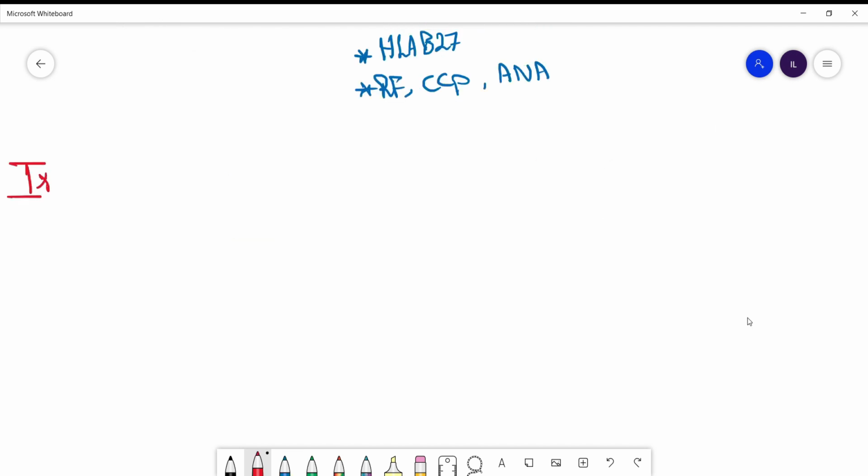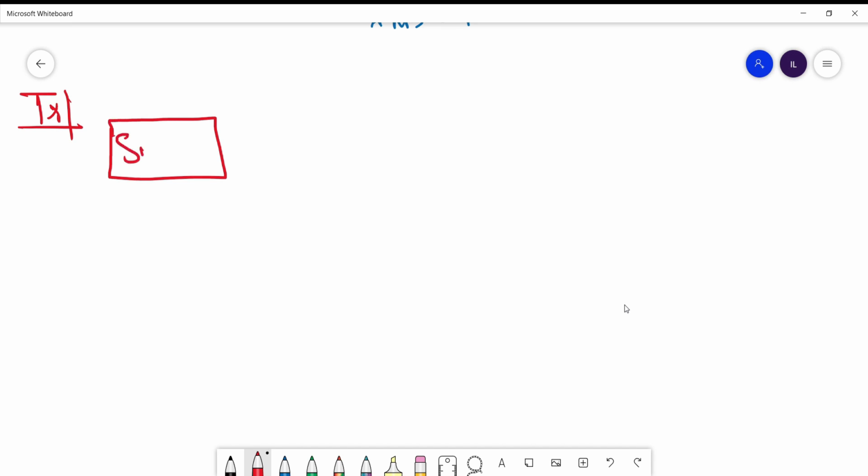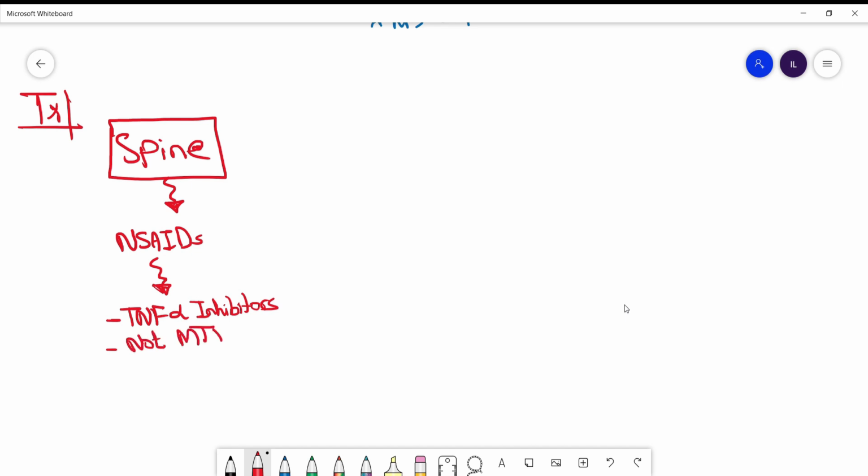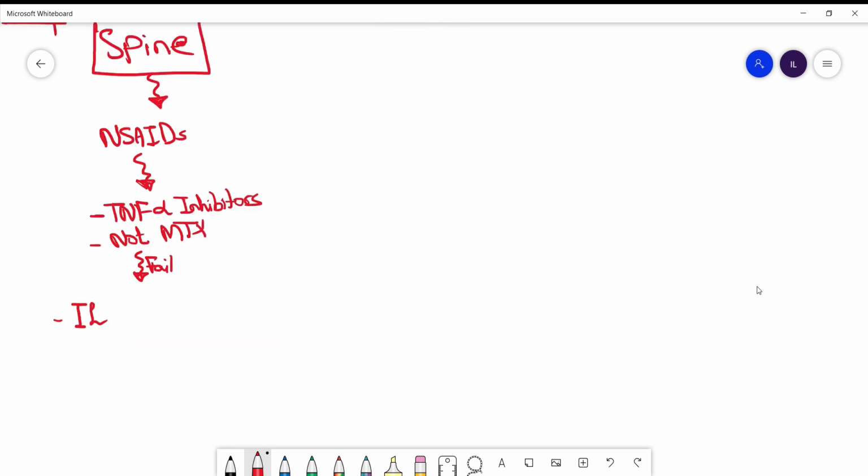Now, let's talk about management. So, if the patient has a spinal involvement, then you can treat them with NSAIDs and TNF-alpha inhibitors. And again, not methotrexate, because methotrexate does not go to the spine. Now, if this fails, then you can try second-line medications, which are interleukin inhibitors like ustekinumab and secukinumab.